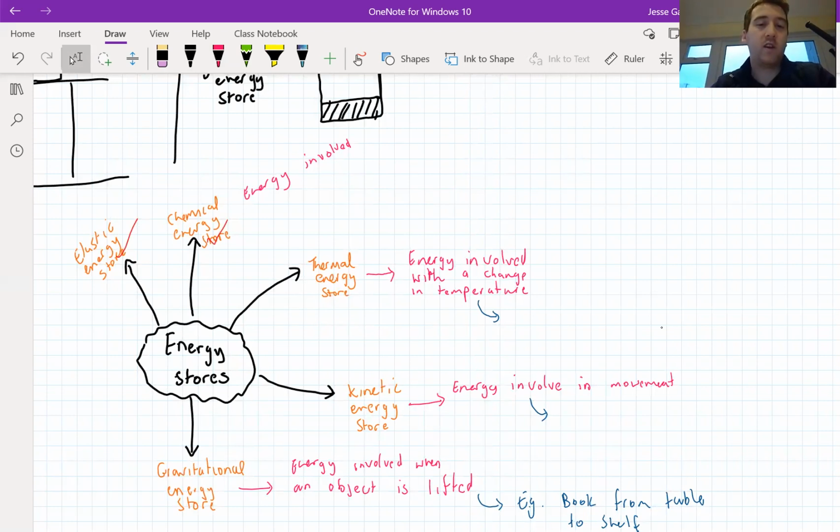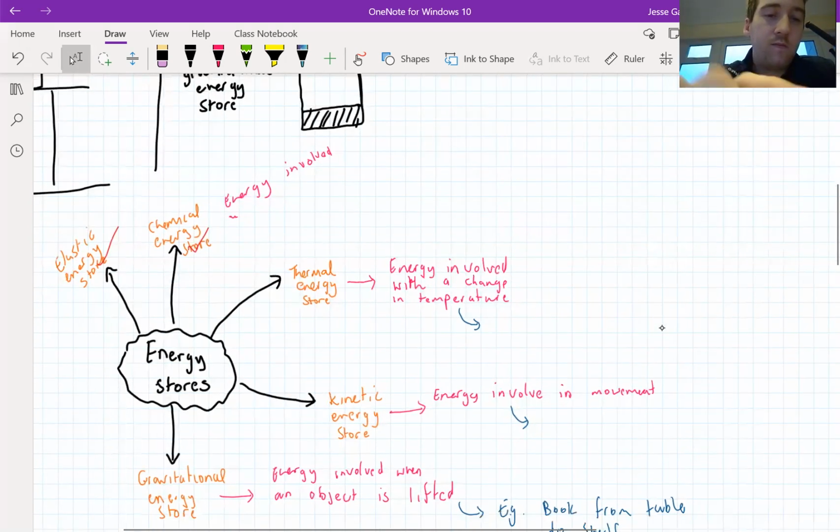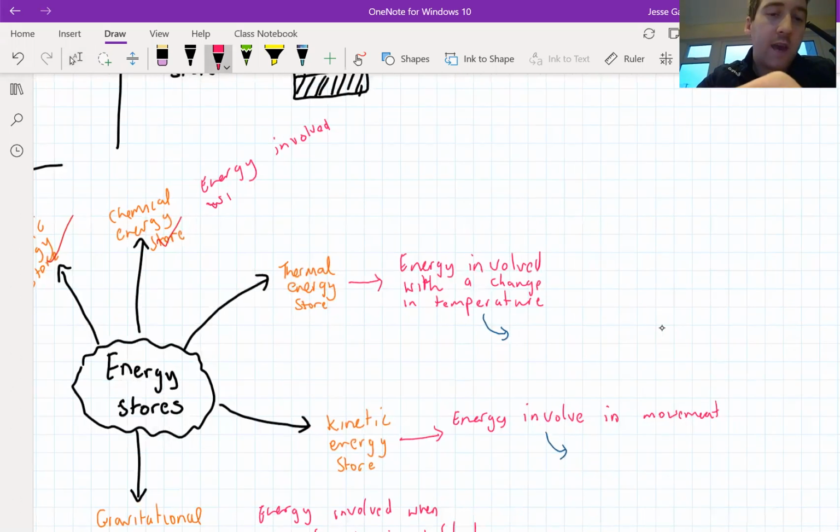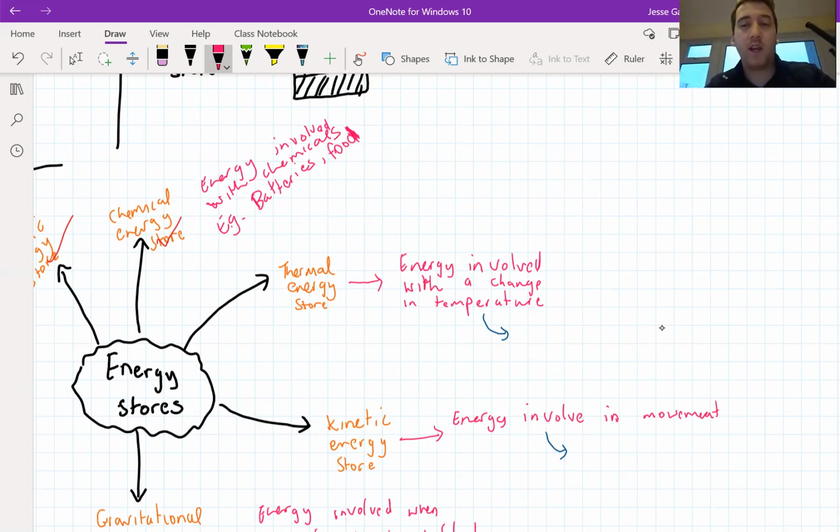Okay, the chemical energy store is energy involved with chemicals. Example, in batteries, food. Now, I know we don't always think of food as chemicals, but food is a chemical. It's made up of the same stuff that any other substance is made up of. So it is a chemical. They're just chemicals that we can eat.